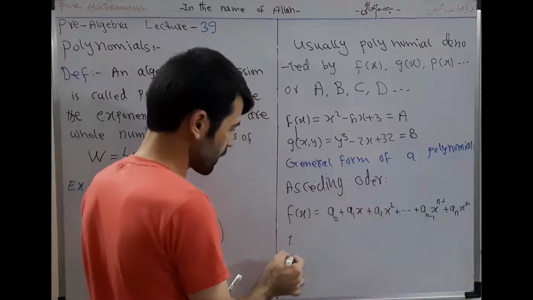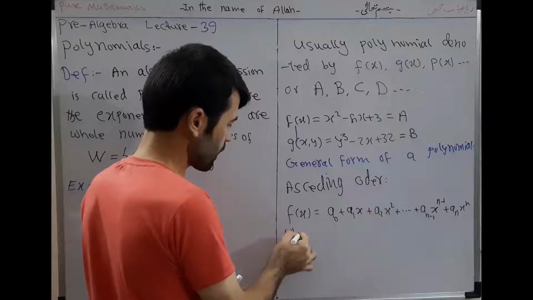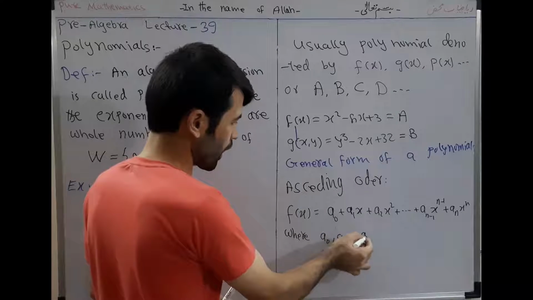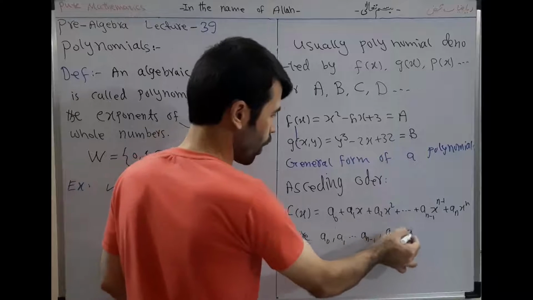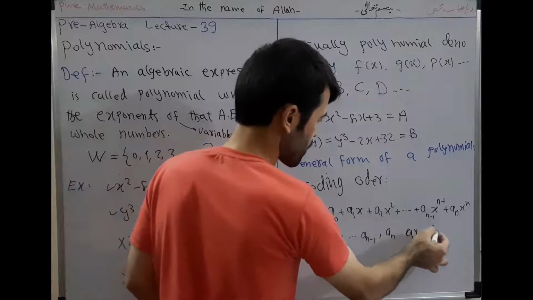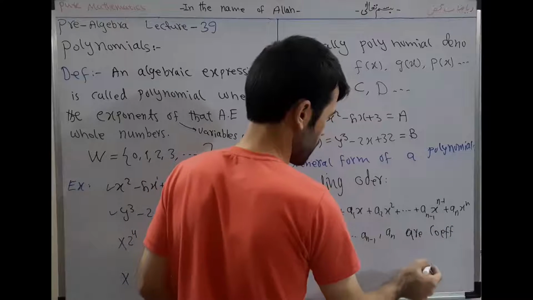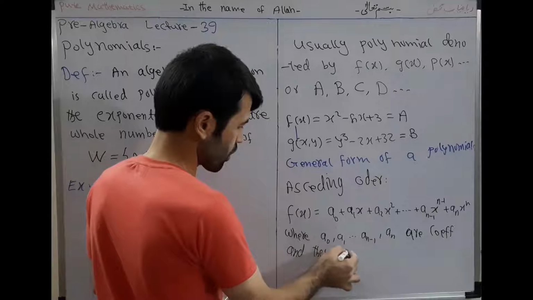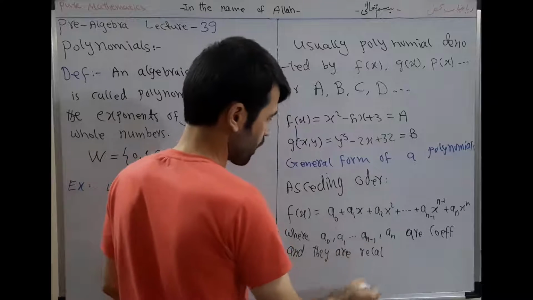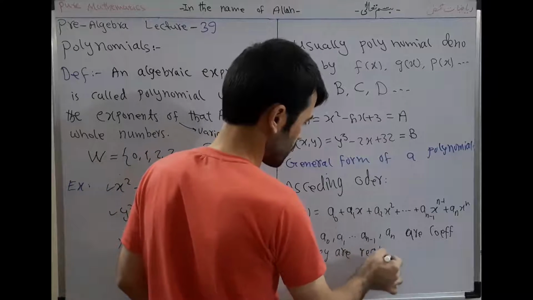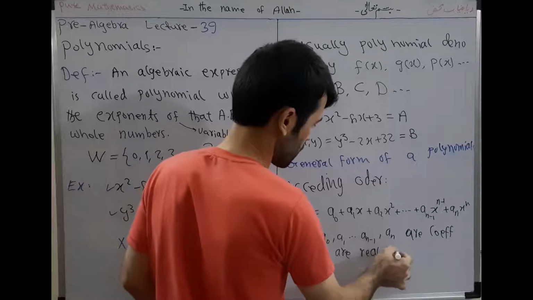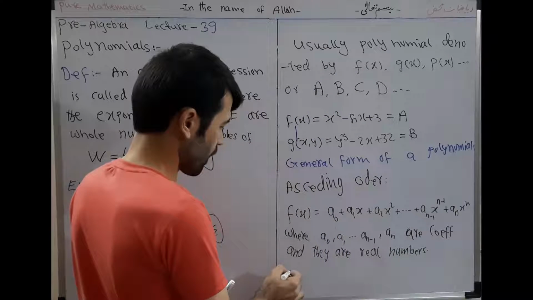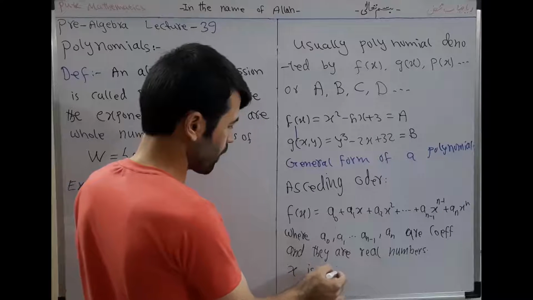Now here a0, a1, and so on, an minus 1, an are coefficients, and they are real numbers. X is the variable.